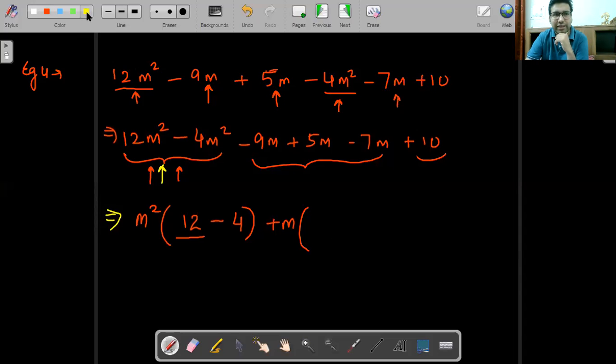They are saying the yellow color is working faster. Please observe, I have not taken minus m common. I have taken only m common. Class, try to understand. I have taken common m only. So inside we will have minus 9 plus 5 minus 7. If I had taken minus m common, then the signs would have changed. Okay, plus 10.